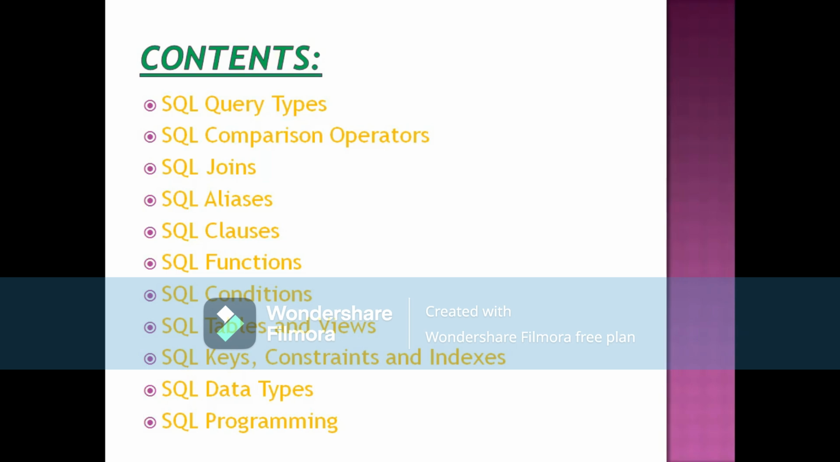And next one is joins. What are the joins we have? Inner join, outer join, like that. What are the outer joins? Left outer join, right outer join. Those things also we will cover in this course.